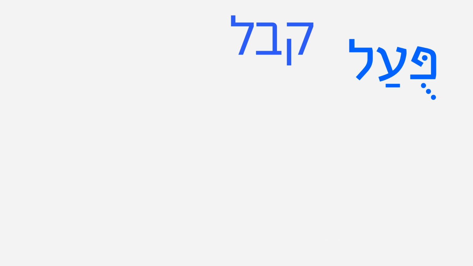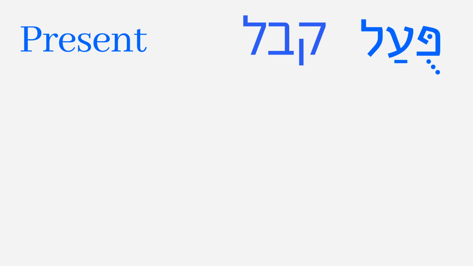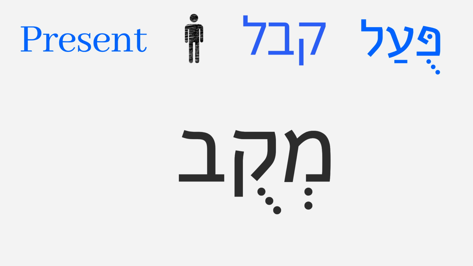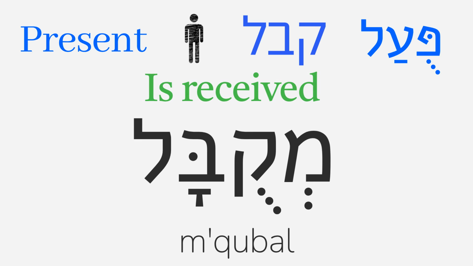Let's make the 4 forms of the present tense in the Pual binyan of this root. We'll start with the masculine singular form, which is the simplest. A Pual present tense will begin with a mem with shva, followed by the first root letter kuf, which will have a kubutz, which says u. This will be followed by the second root letter, the beit, with a dagesh and kamatz, and will end with the third root letter lamed. Makubal is received, masculine singular.